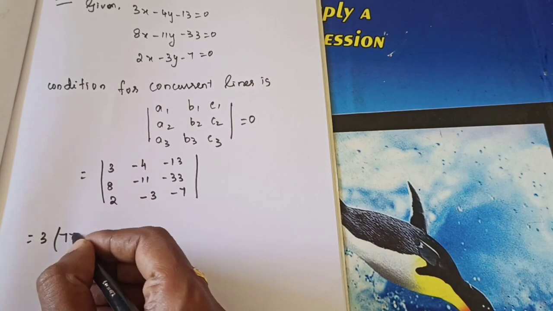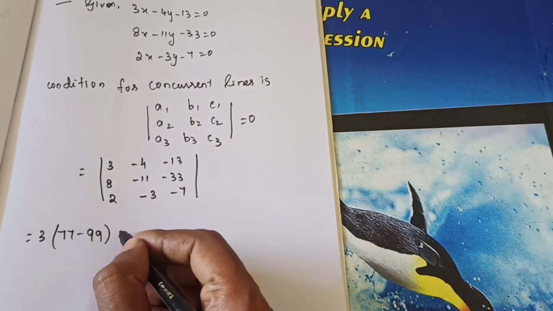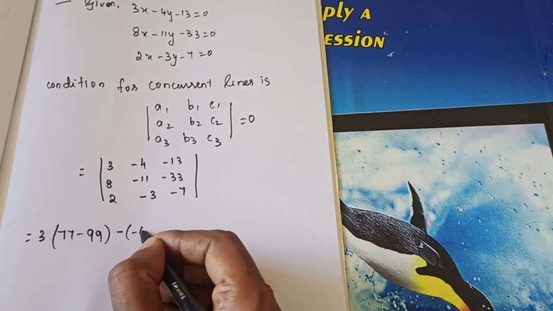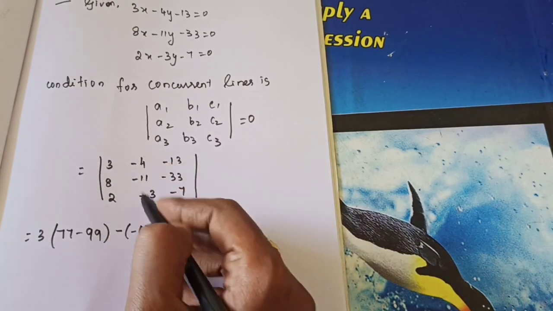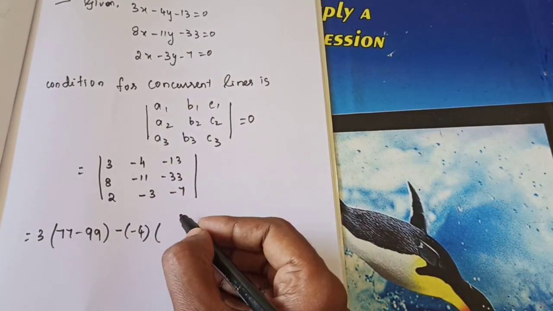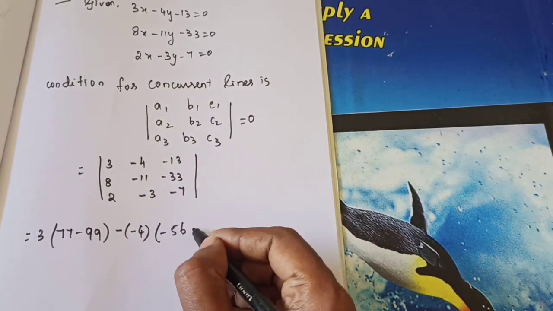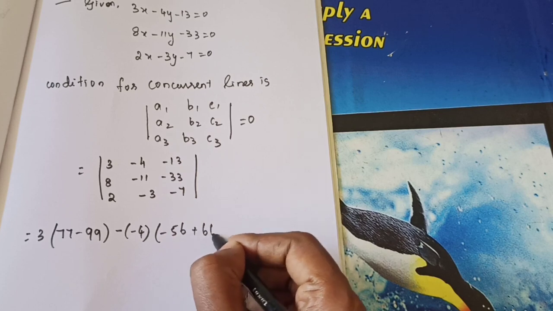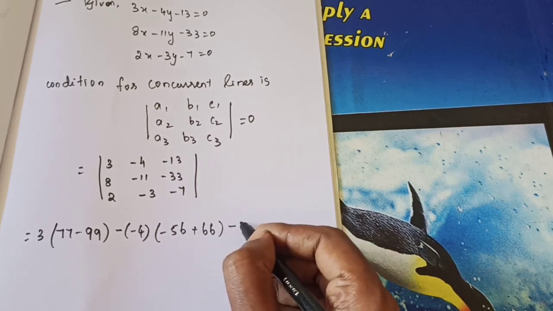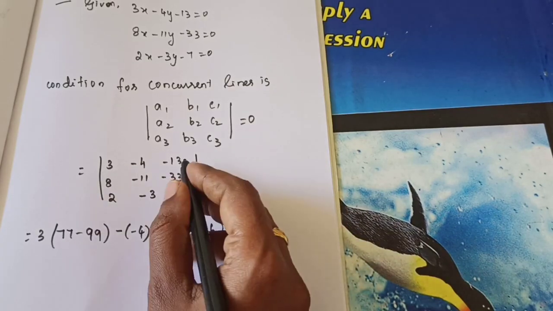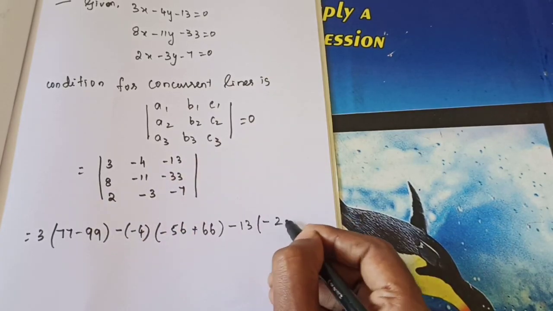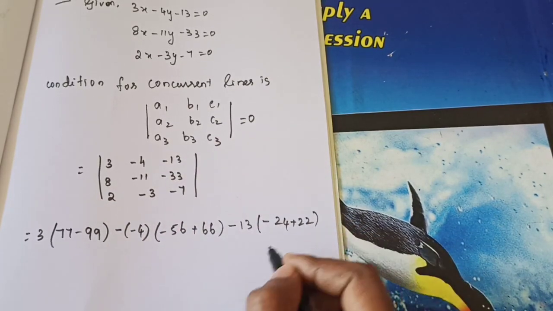So directly I am writing, okay, 77 minus 99. Next, minus of minus 4 you will get. So this and this will go. So 8 into minus 7 you will get as minus 56. 33 into 2 means 66, correct? Then next one is plus, that is minus 13. So this row and this column will go. So minus 24 plus 22, correct?